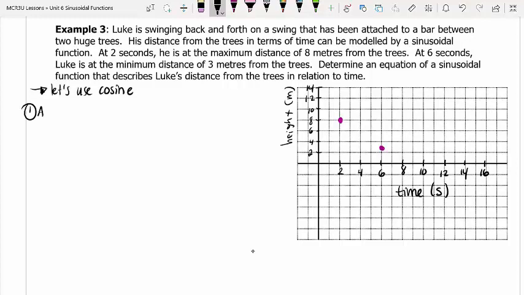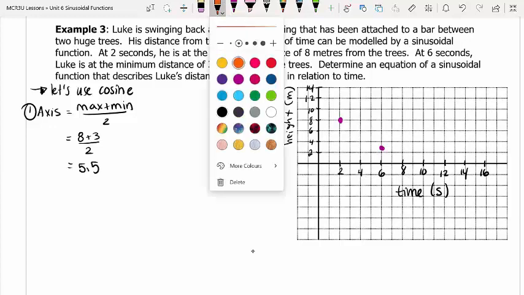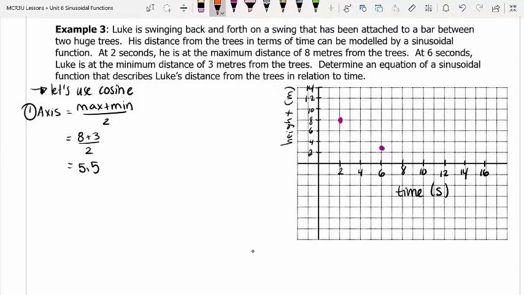The equation of the axis is going to be the maximum plus the minimum divided by 2. So it's going to be 8 plus 3 divided by 2. We know that the axis from the graph is the same as the Q value in the equation.